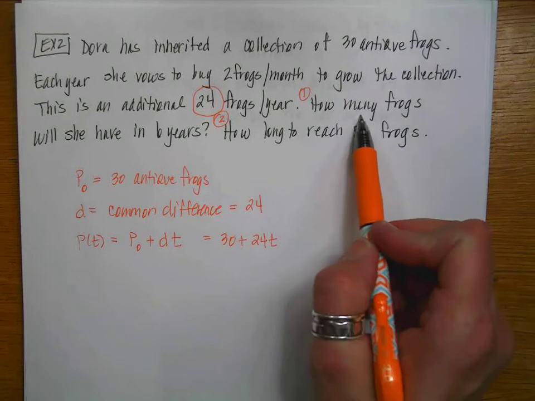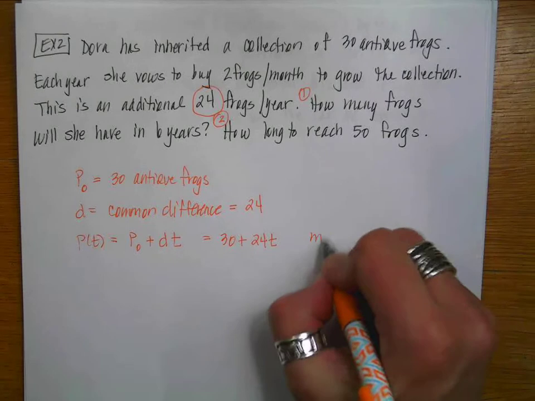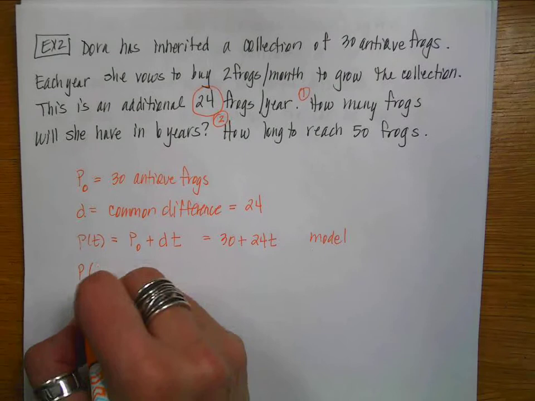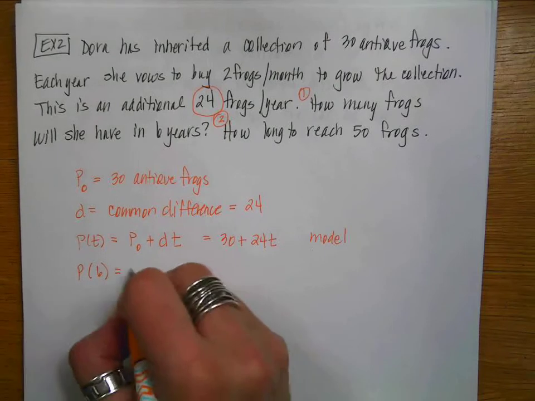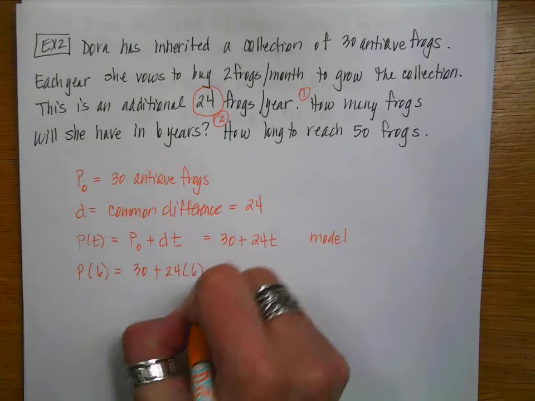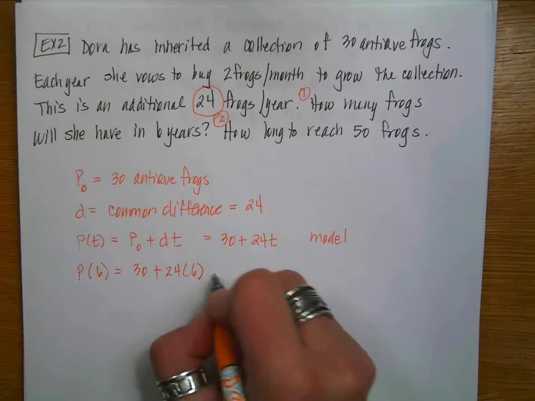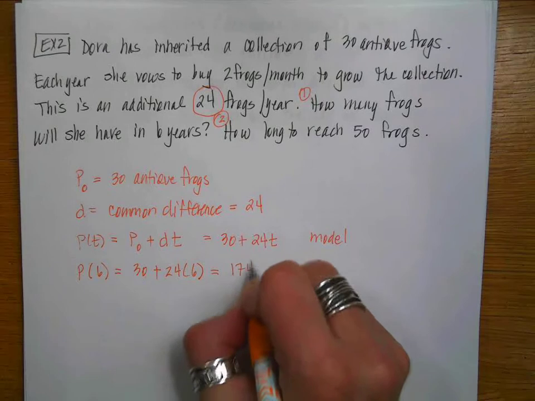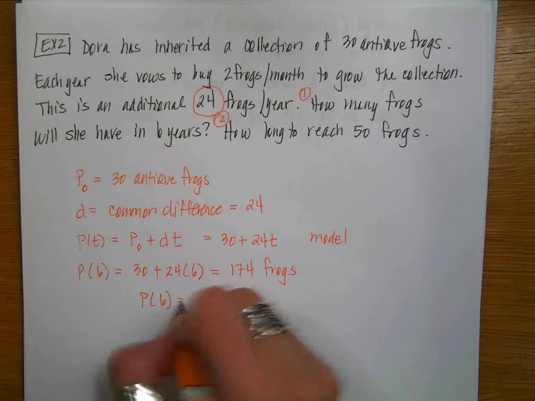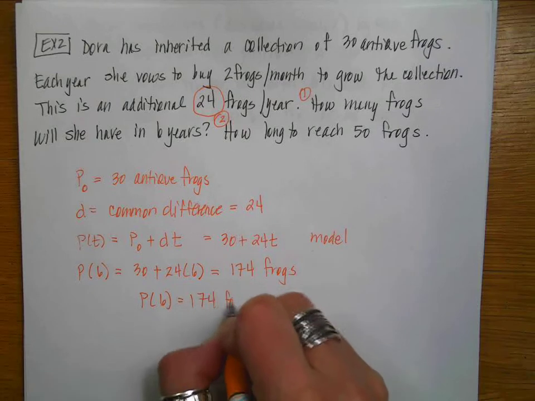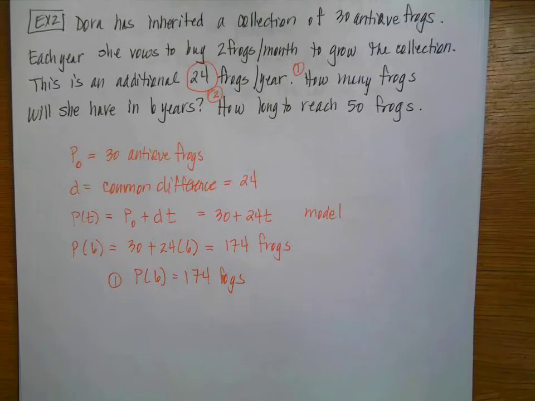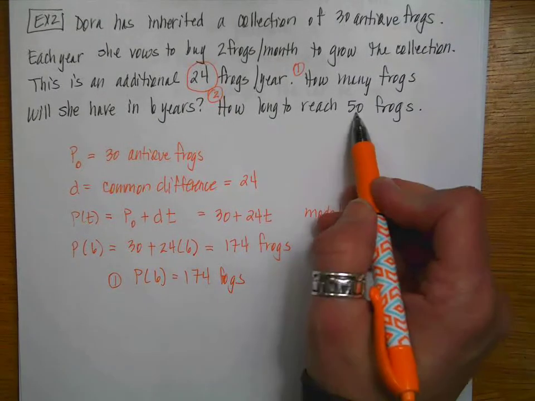Okay? So the first question was, how many frogs will she have in 6 years? So this, by the way, is our model. So now I want to use my model to predict, so how many frogs in 6 years? And so it's going to be the 30 plus the 24 times 6, and we're going to push buttons on our calculator, and we're going to get that this is 174 frogs. So I would identify my answer as well, and I'm going to write this is 174 frogs. So we've answered question number 1.